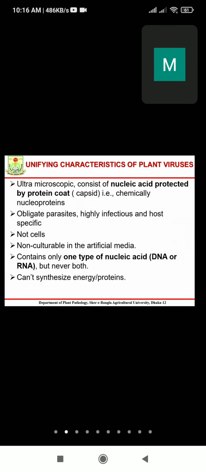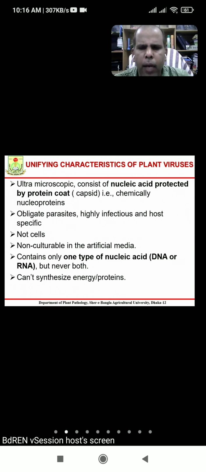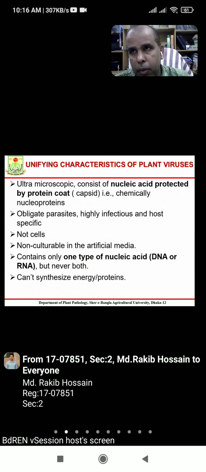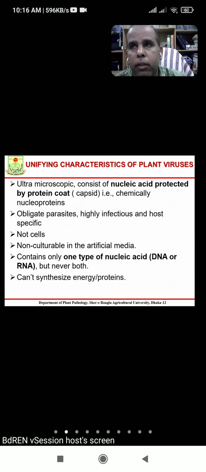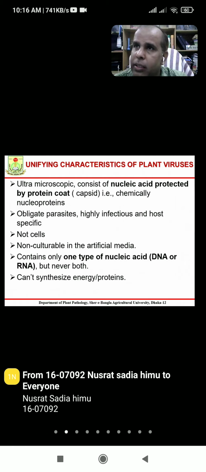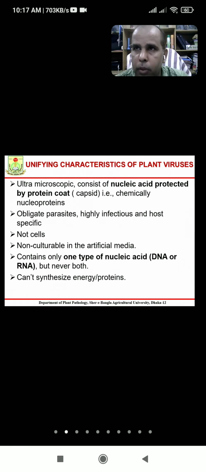Your system, please. Contains only one type of nucleic acid. Here is very important information. Listen carefully. A virus contains only one type of nucleic acid, either DNA or RNA, never both. I mean, a virus cannot contain both types of nucleic acid at a time. If it contains DNA, then we say this is a DNA virus, and if it contains RNA, then we say this is an RNA virus. For example, the coronavirus is an RNA virus, because the genetic material contains RNA.